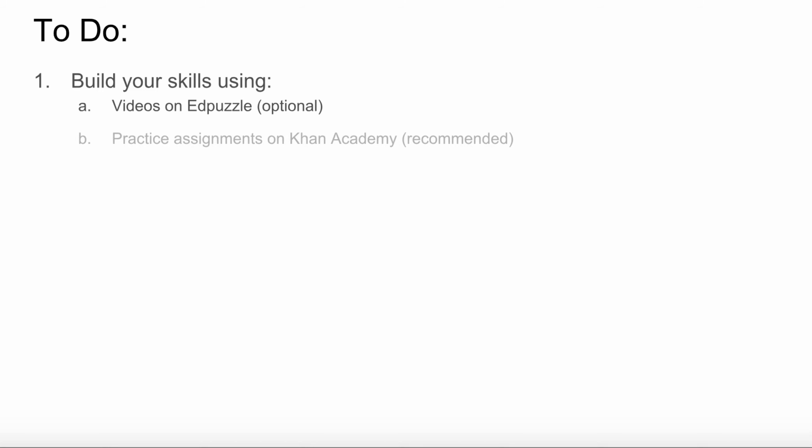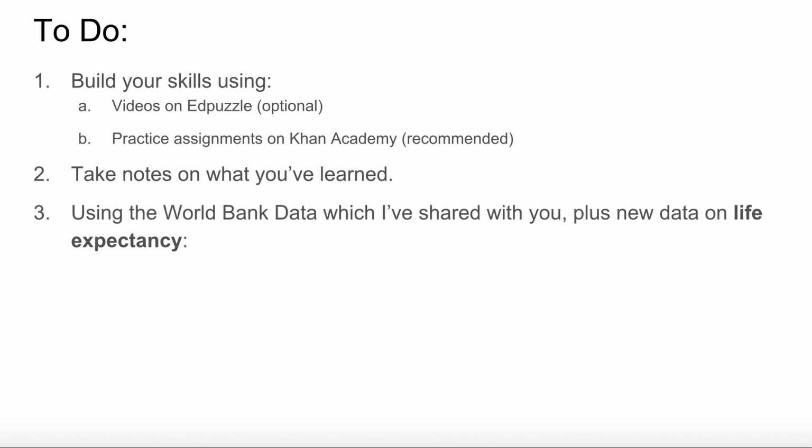So here are the things to do from here. First, you can build your skills using some Edpuzzle videos and practice assignments on Khan Academy. I highly recommend you practice on Khan Academy here because this just requires practice. Take notes on what you've learned, and you have a course companion to work with. Using the World Bank data which I've shared with you, plus new data, this is important, new data I'm giving you about life expectancy, I want you to create a scatter plot that links your chosen indicator with life expectancy.